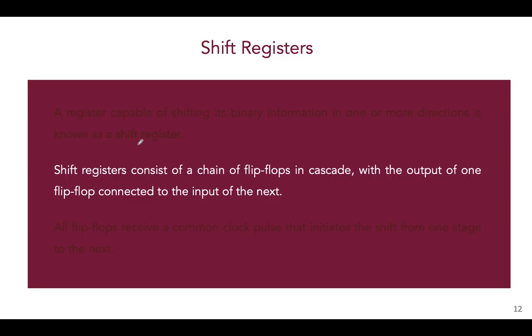So shift registers, like regular registers, consist of a chain of flip-flops in cascade. If you want to design a 4-bit shift register, you'll use 4 flip-flops. A chain of flip-flops in cascade, with the output of one flip-flop connected to the input of the next, and that is how the shifting will take place.